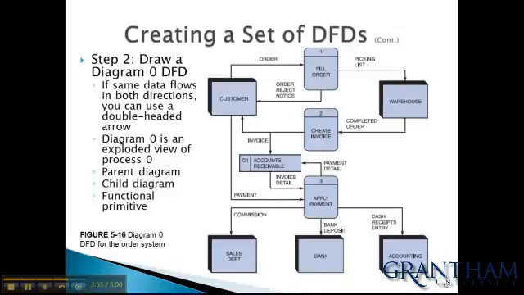When you're creating data flow diagrams, you must first draw a diagram 0 data flow. If the same data flows in both directions, you can use a double-headed arrow. Diagram 0 is an exploded view of process 0. You have a parent diagram, a child diagram, and then a functional primitive. So this shows you an internal data flow diagram.